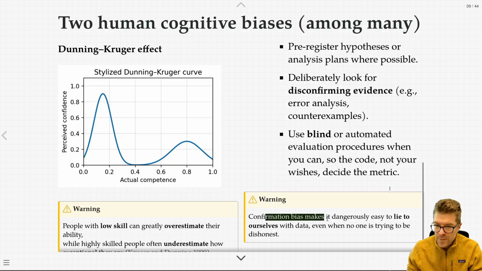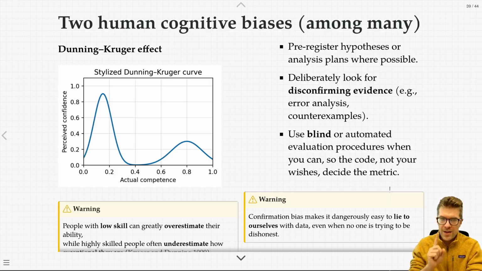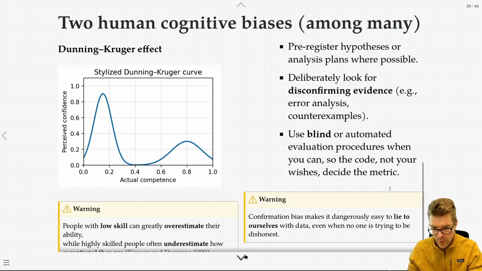So confirmation bias is a way to lie to yourself with data, even when no one is actually trying to be dishonest. And again, if you're getting information from a source that also has the same confirmation bias that you do, or if they know that you have that bias already, they can exploit it. So just be careful when you're getting information from sources that might take advantage of you in this way and lead you down one path or the other for their own purposes.